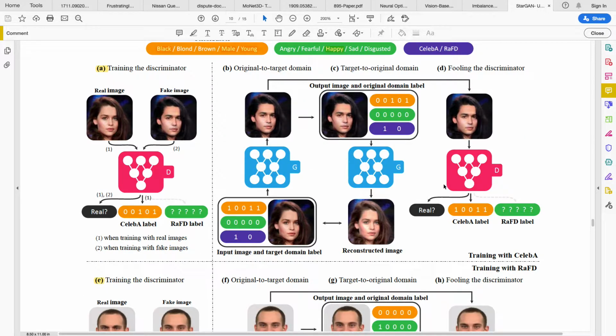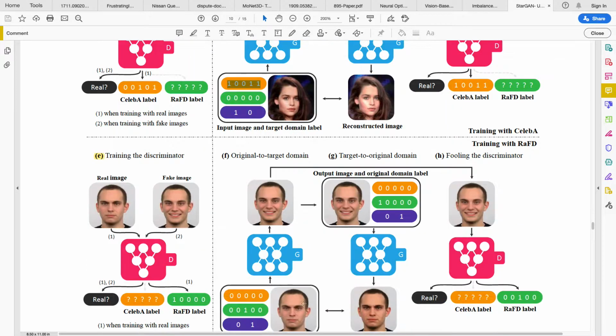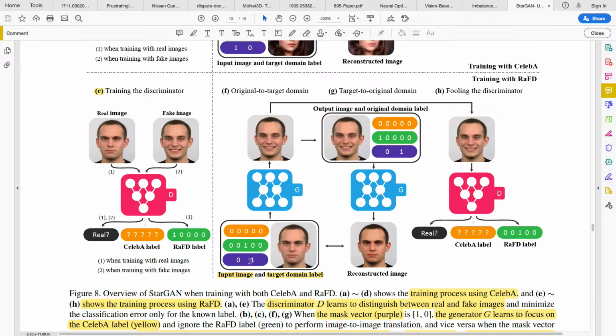And you have the generator side. What is happening here is that in the generator, this is the mask vector we're talking about. So when you have one, that means it's referring to the orange, so it will draw samples from the CelebA data set, and when it is one on the other side, it will draw samples from the RaFD data set.